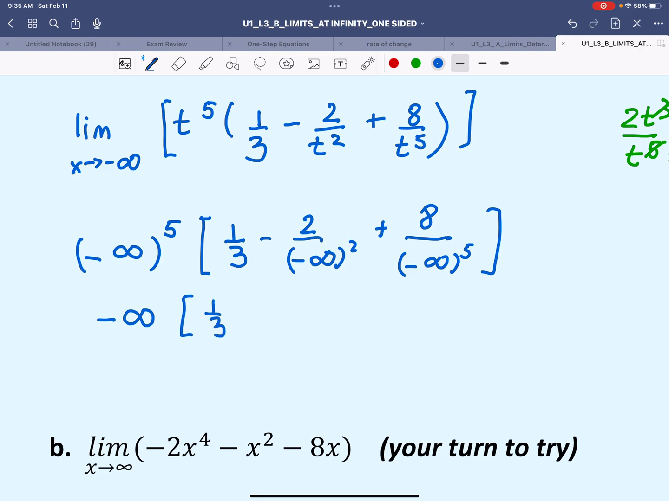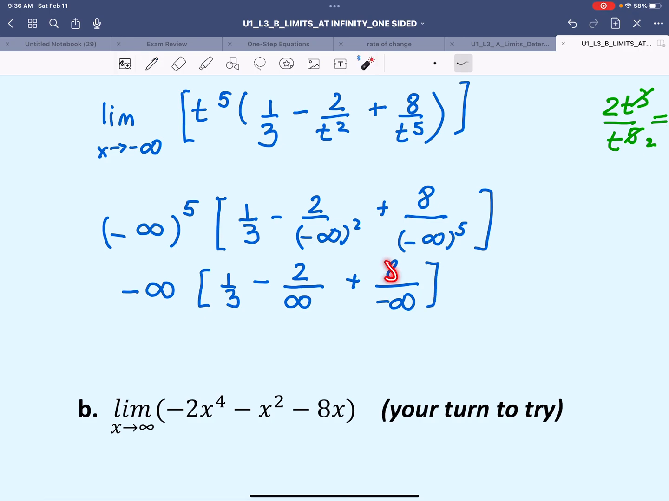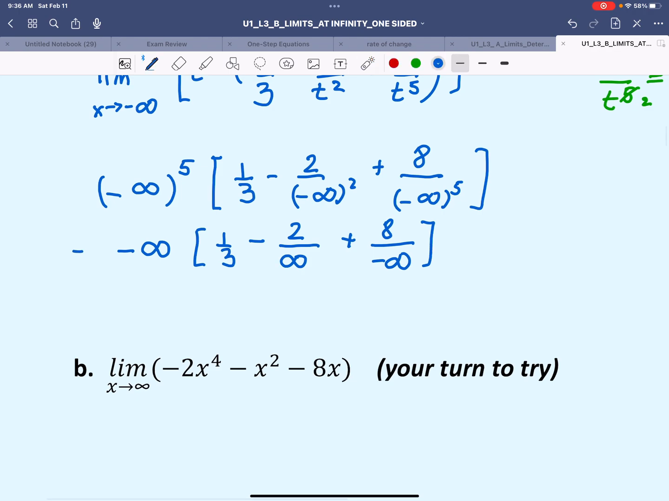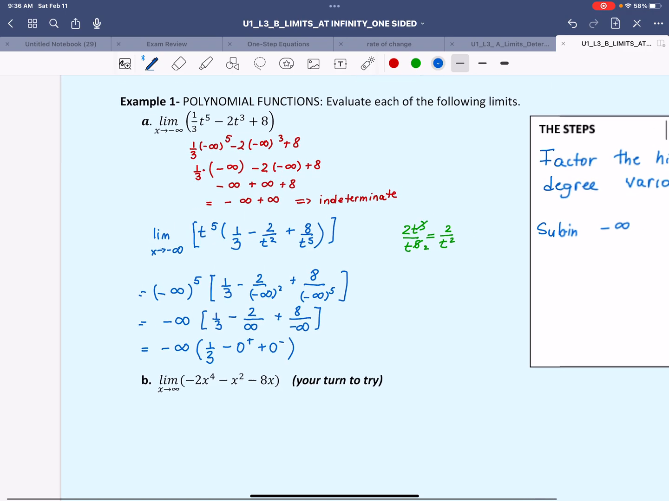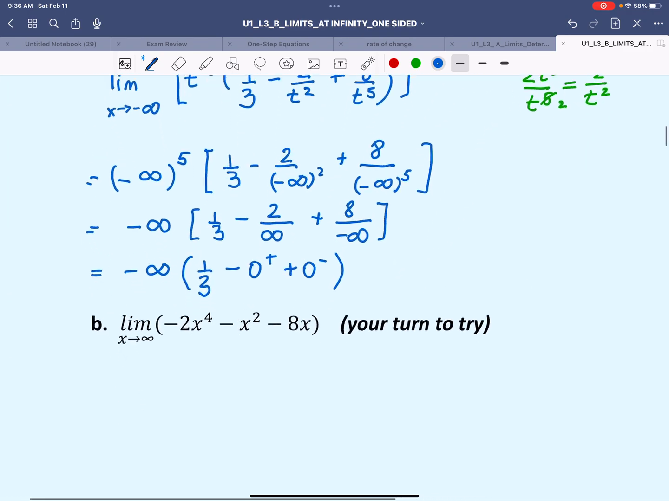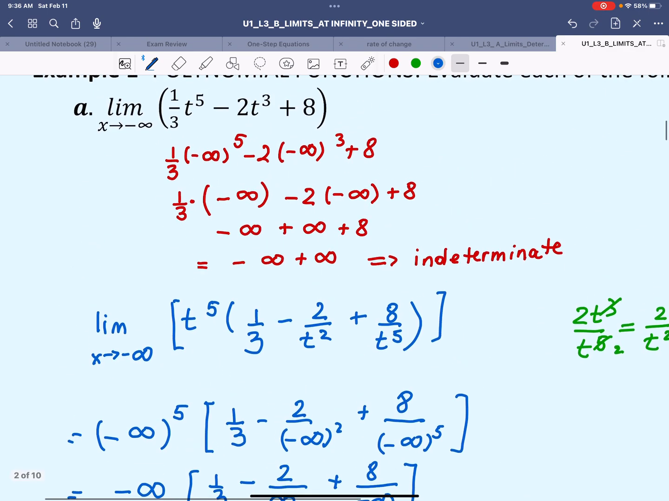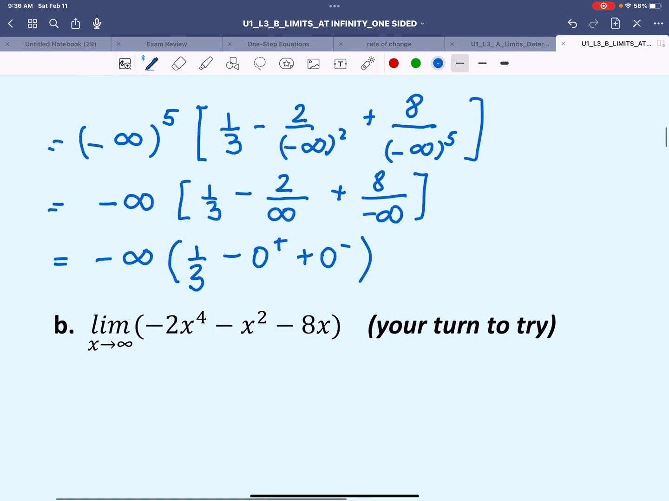Inside the brackets, we have 1 over 3 minus 2 over, now, negative infinity squared will be positive infinity. And now we have 8 over negative infinity to the power 5, negative infinity. These look kind of cool together. So, same shape. So we'll estimate now: 1 over 3 minus, now 2 divided by infinity will be like 0 plus. 8 divided by negative infinity, that would be another 0, so this time 0 minus. So 0 plus or 0 minus, it is kind of the same idea in here, and we are going to say that this will equal practically 0.